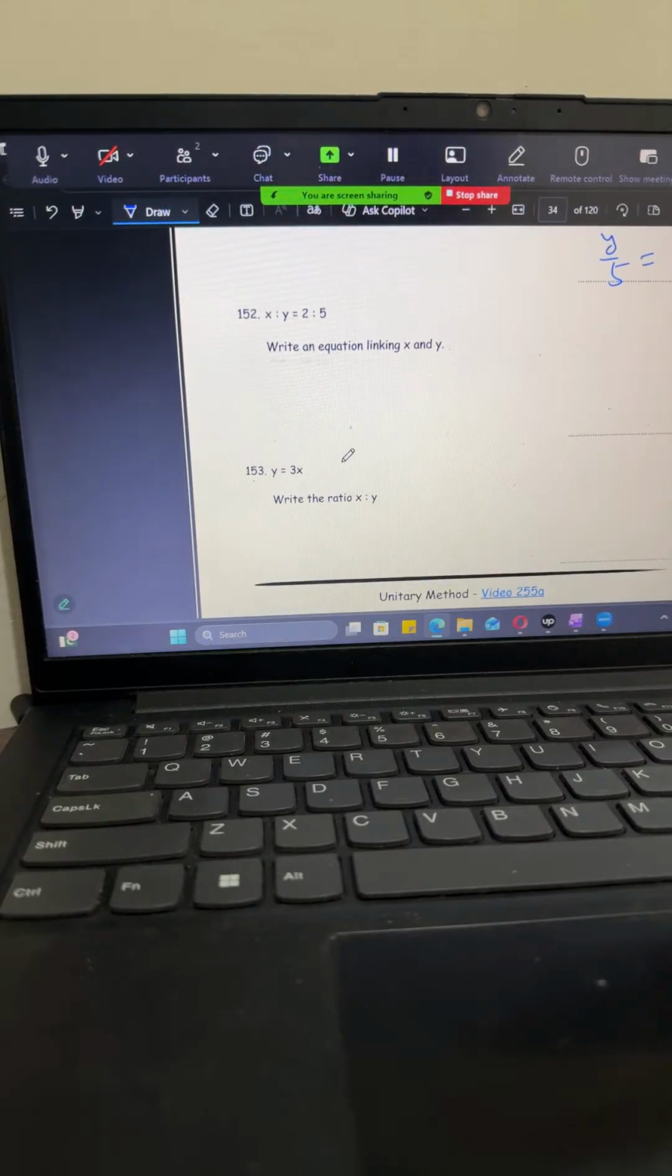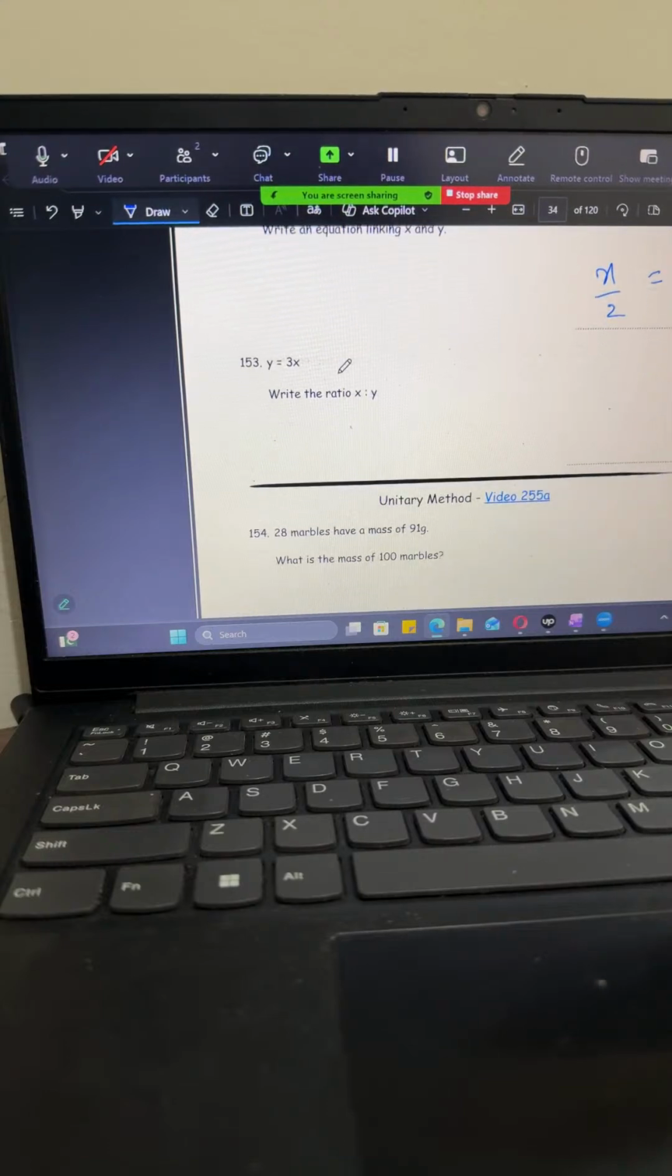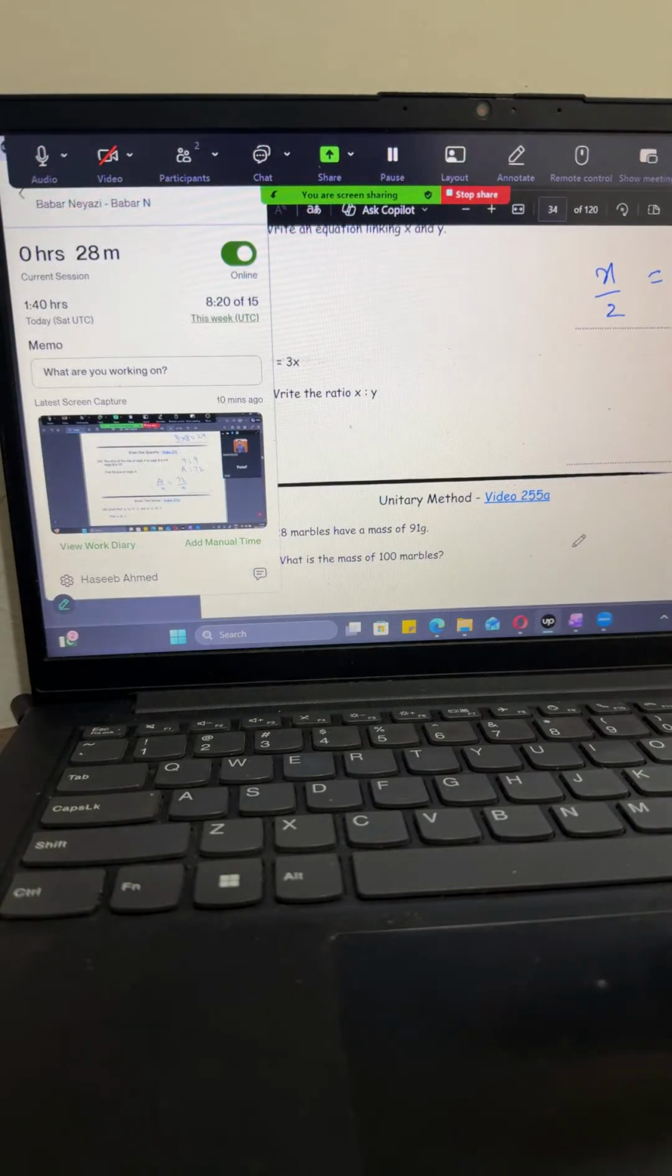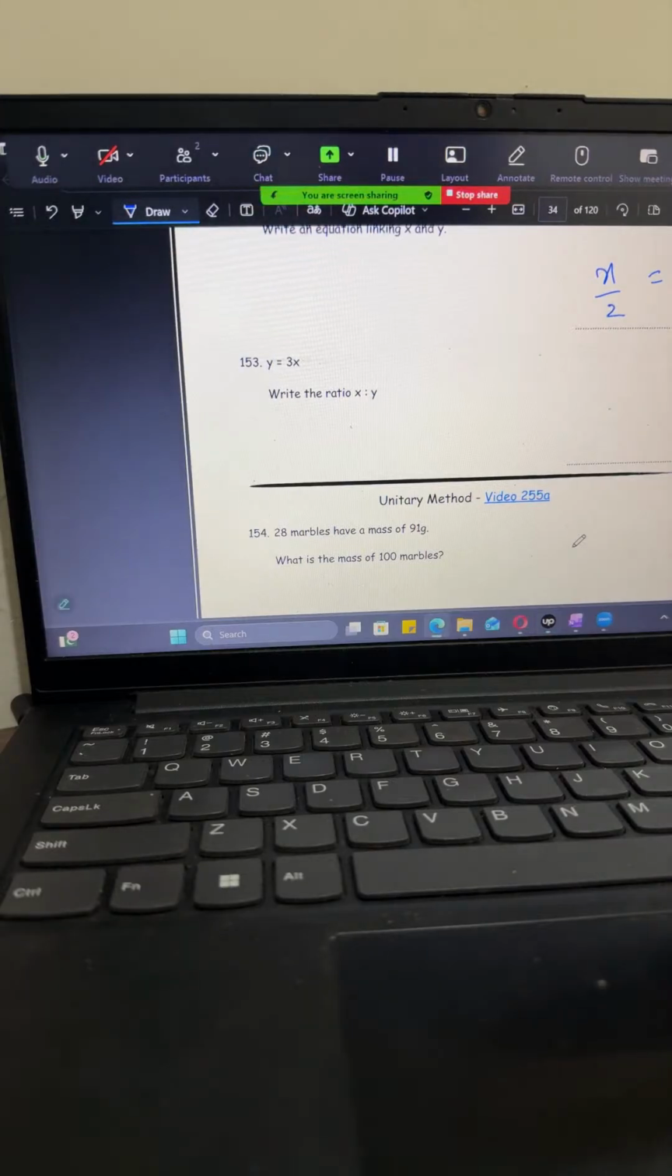Can you do this one? Yeah, so we've got x over 2 and y over 5, and that's it. x over 2 is equals to y over 5, right? Yeah. Okay. This one, y is equals to 3 times x. So you have to find the ratio of x to y.